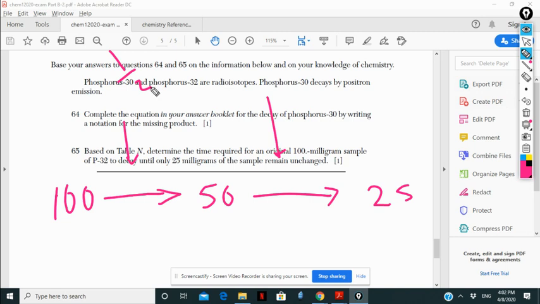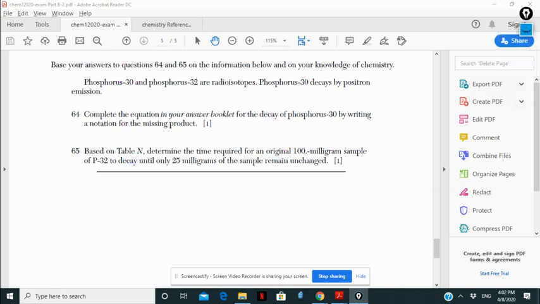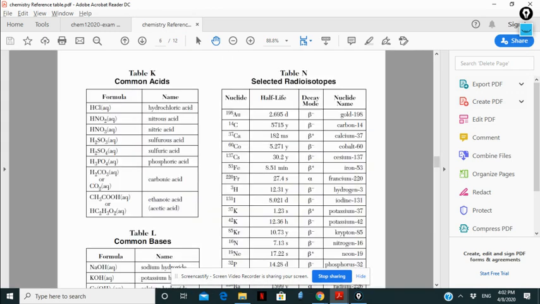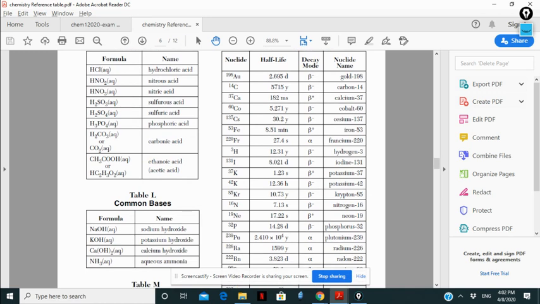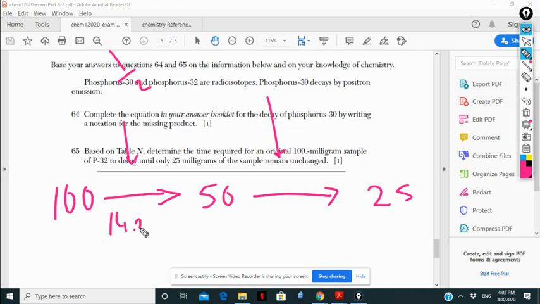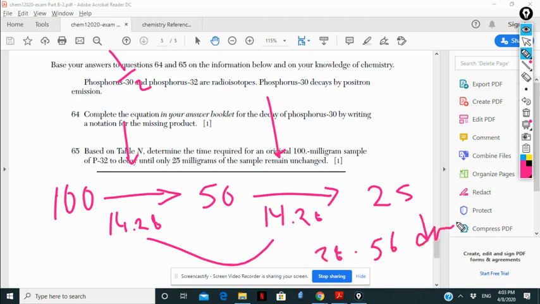So what's missing now? I want to know how long the half-life is for phosphorus 32. So I go to the reference sheet. He said Table N. I'm looking for Table N. Phosphorus 32 is 14.2 days. So for the first half-life, it's 14.28 days, and the second is 14.28 days. You have to add them. So that's 28.56 days.